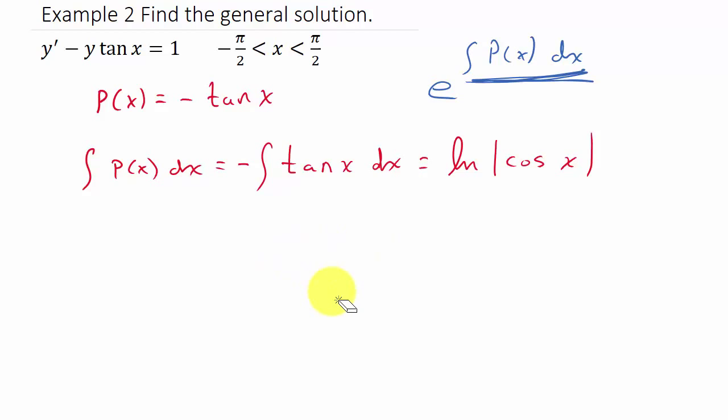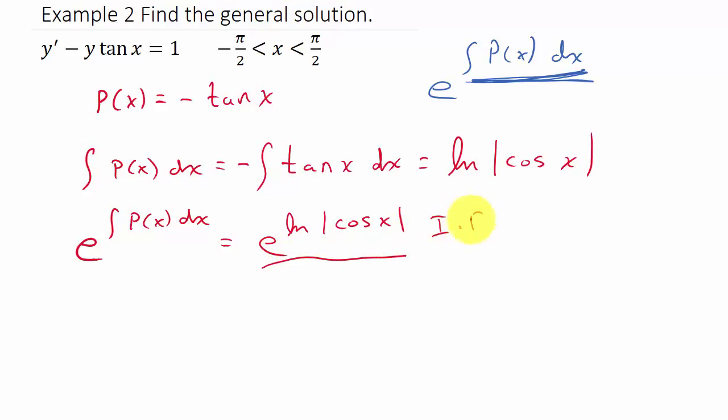So let's look at what we have. e raised to the integral of p of x dx is equal to e raised to the natural log of the absolute value of cosine x, since the integral of p of x dx is just natural log absolute value cosine x. So here's my integrating factor.